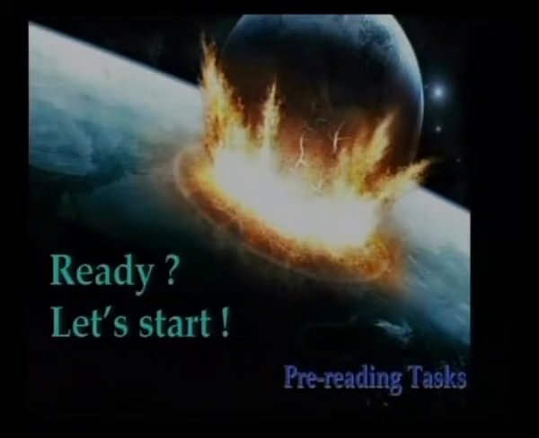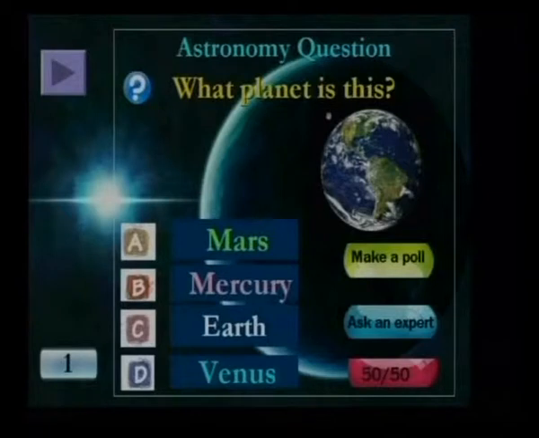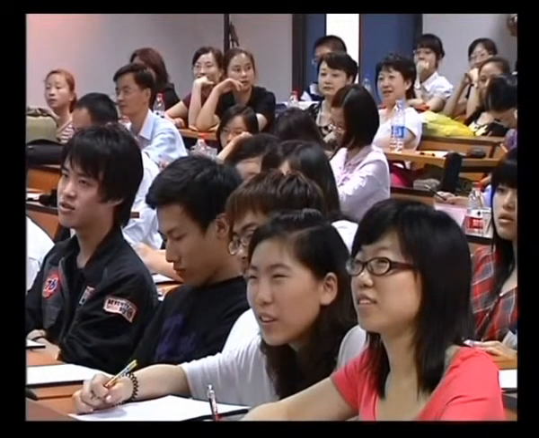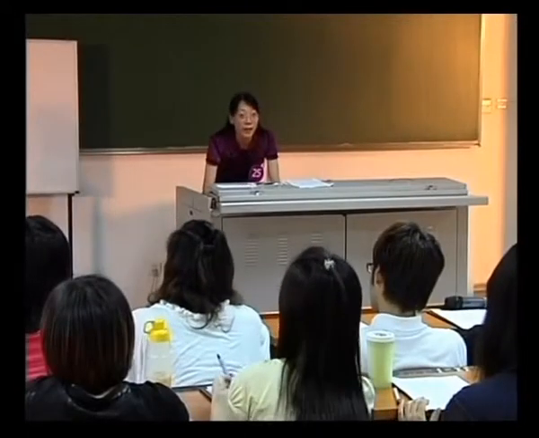Okay. Let's start. The first question is an astronomy question. What planet is this? A, Mars. B, Mercury. C, Earth. D, Venus. So you're going to choose C, right? Are you sure? Okay, let's see if you have the right answer. We have a nice beginning.